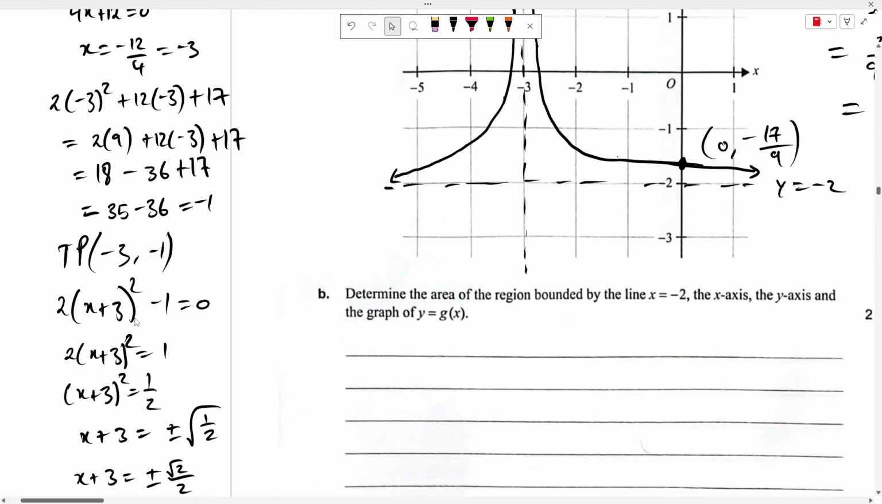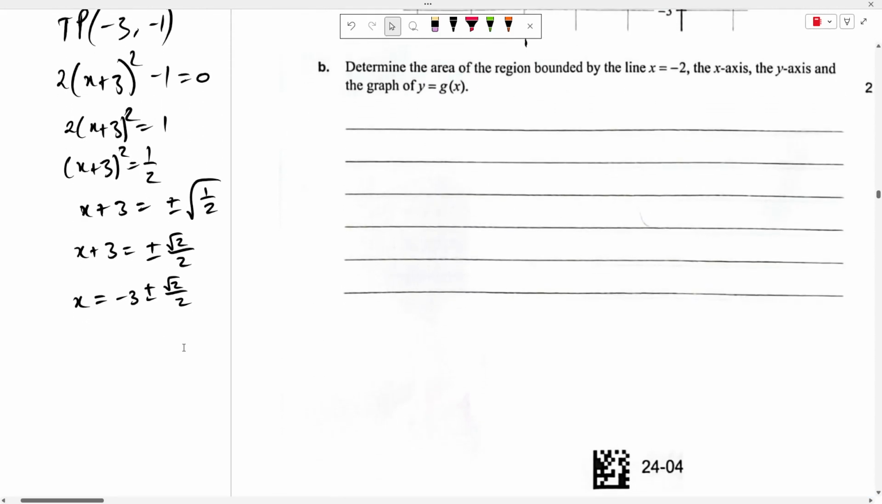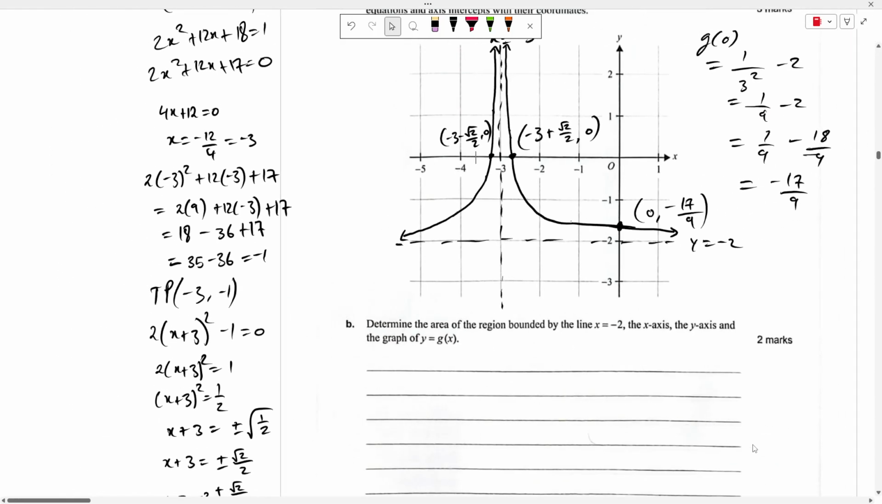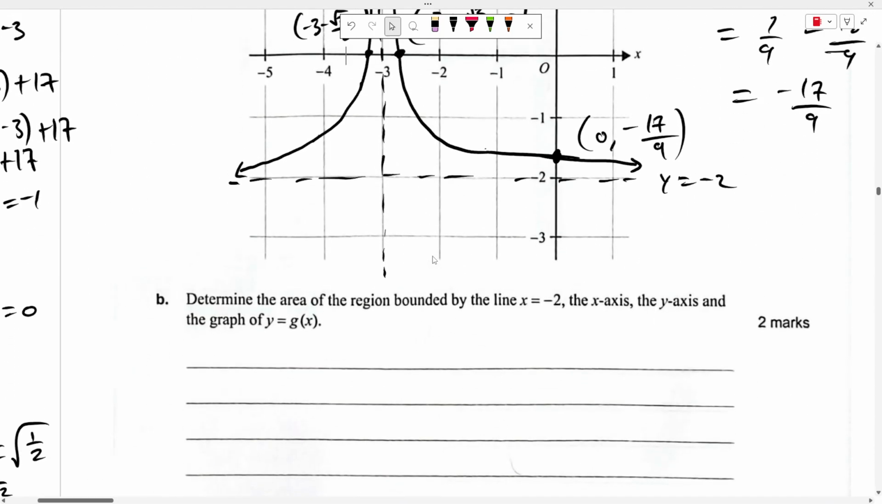So we can put these in. This is going to be minus 3 plus root 2 on 2, comma 0. And this one is going to be minus 3 minus root 2 on 2, comma 0. Okay, let's go on to the next one.